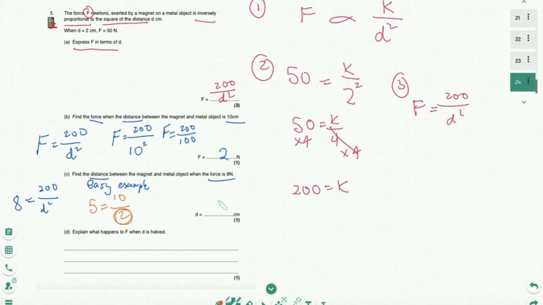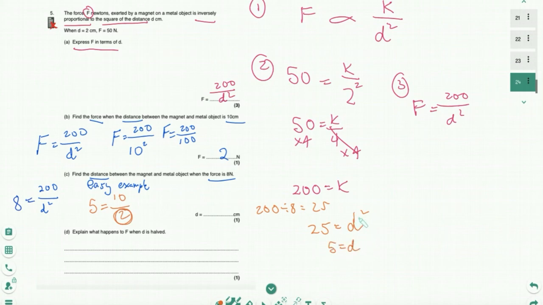So 200 divided by 8 is 125. No, sorry, 25. So 200 divided by 8 is 25, so that's going to be equal to d squared. So something squared is 25, pretty obvious, d is 5.